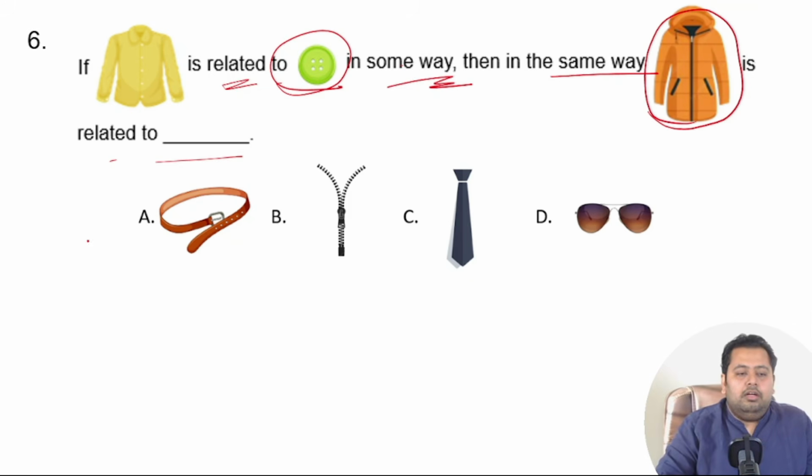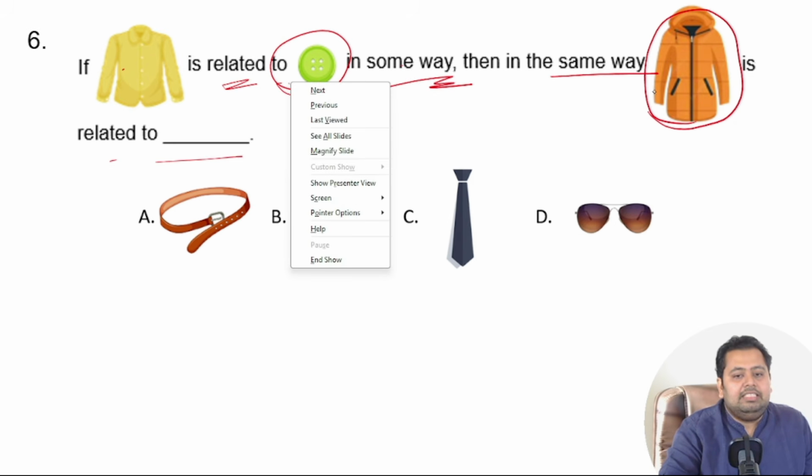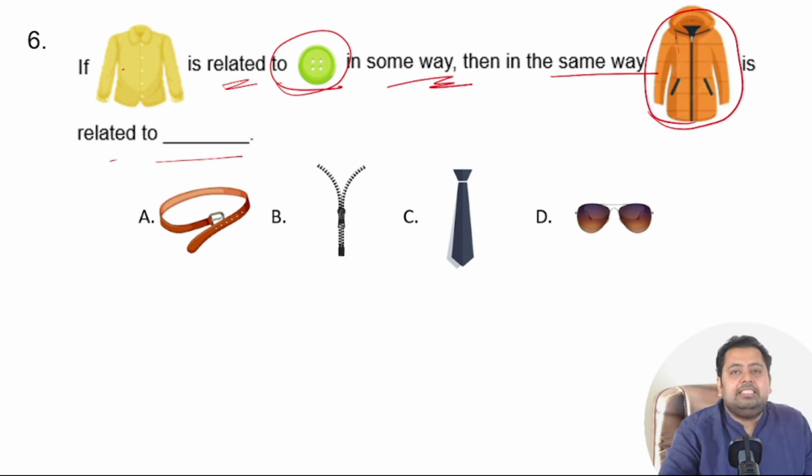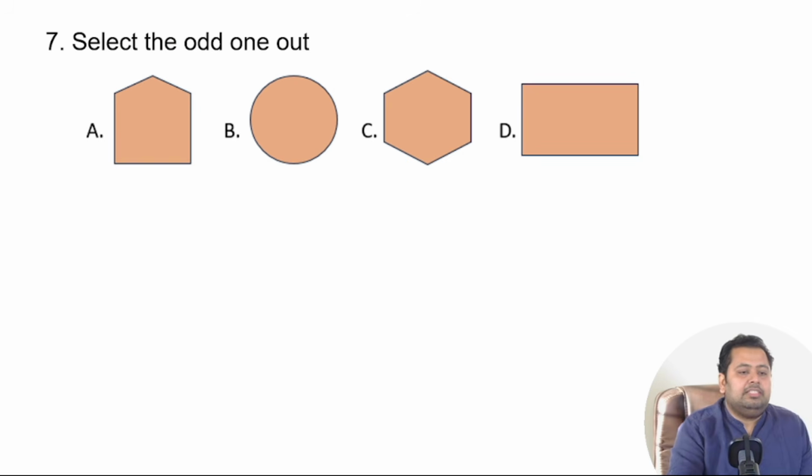Great. So if a shirt is related to a button, right? A jacket has a zipper. So the way you can wear a shirt using a button, a jacket here, as you can see, is worn using a zipper. So the correct option is option number B. If you got it right, give yourself a star. We move to the next question.